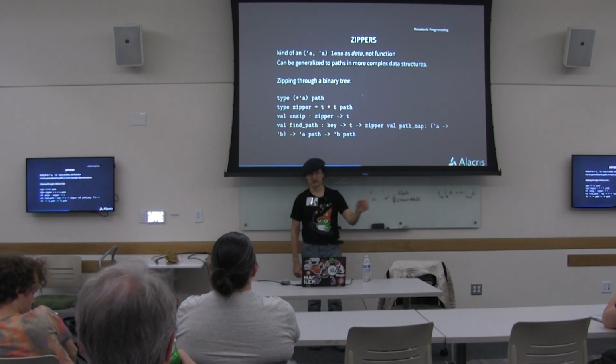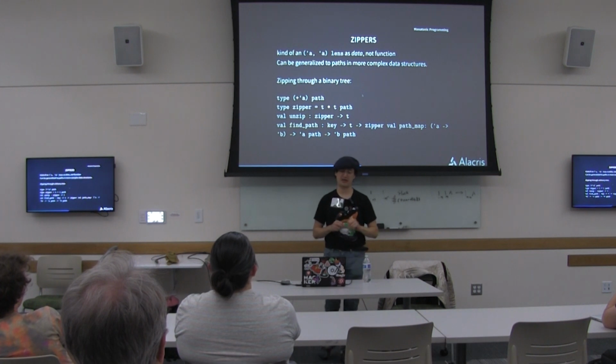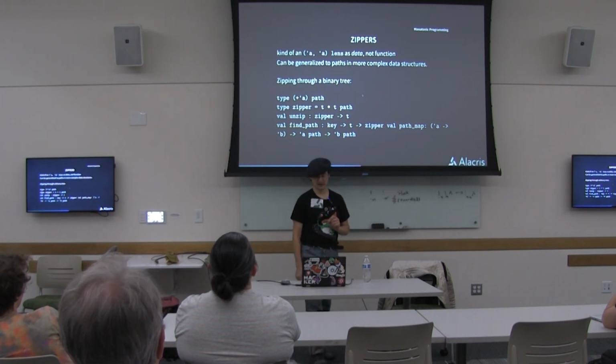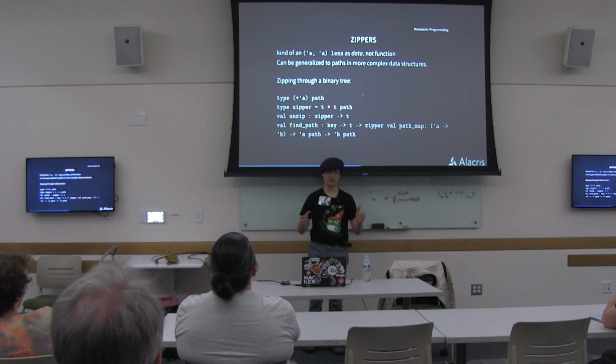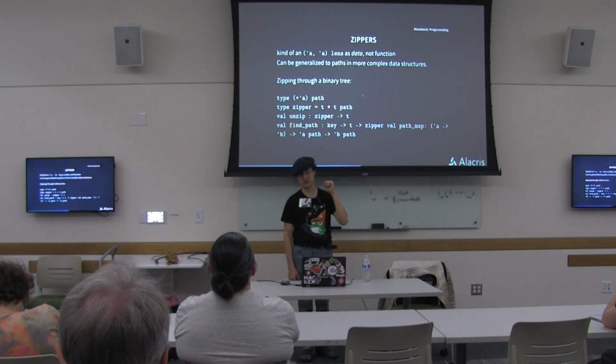Fine. Zippers. Zippers, as I use them, are kind of an alpha lens, but instead of being functions, they're data. There are many variants of zippers. That's the one I use. And what makes it interesting is, well, we'll see right next.